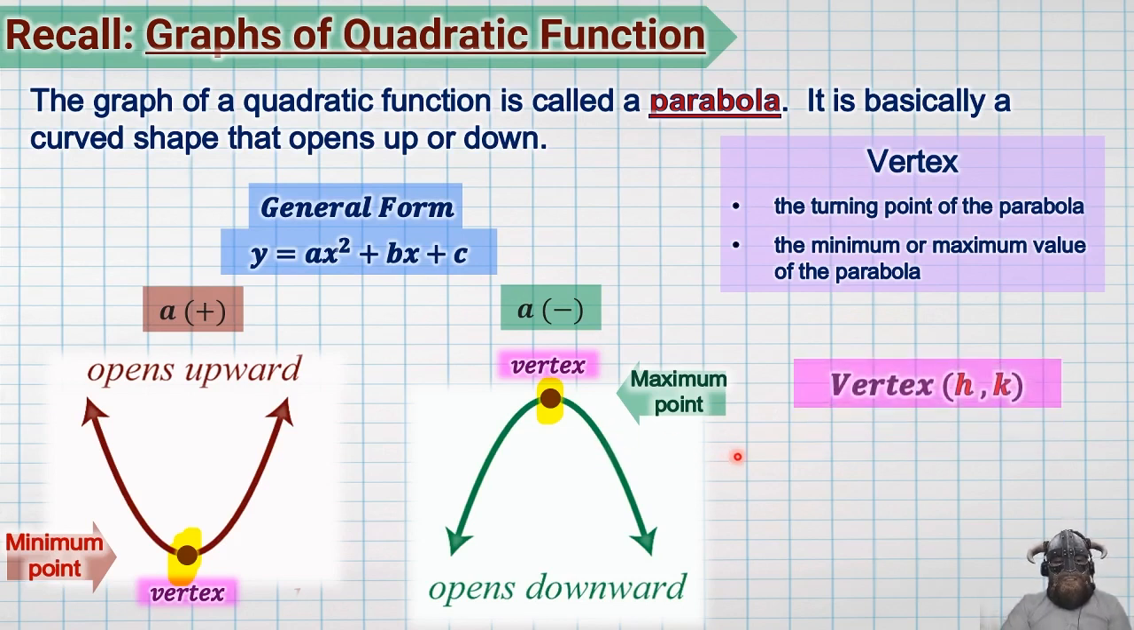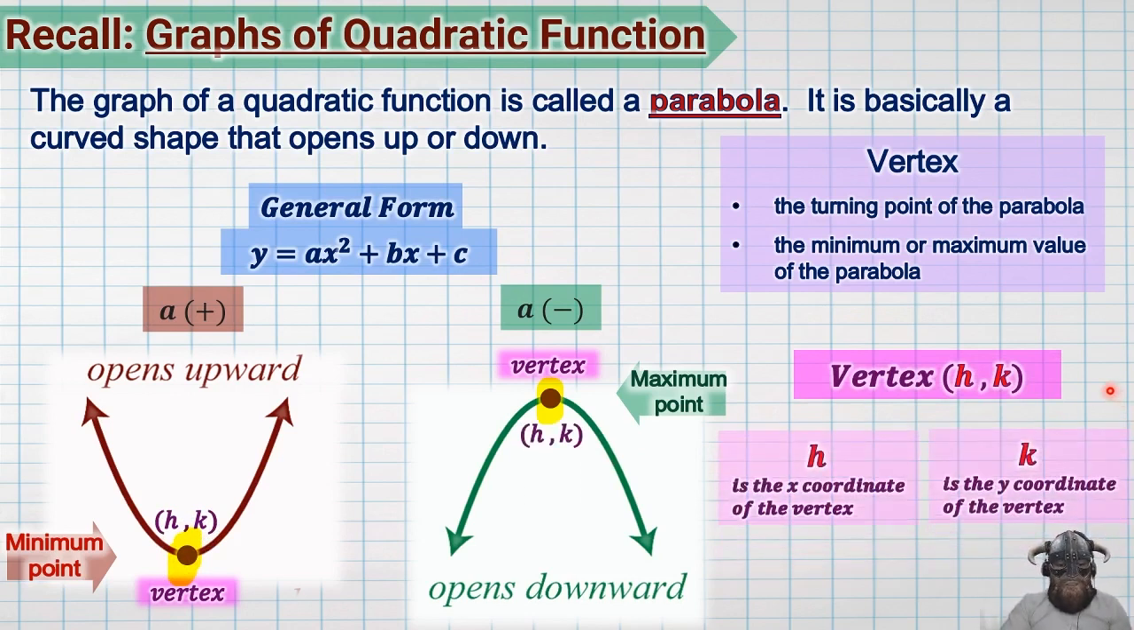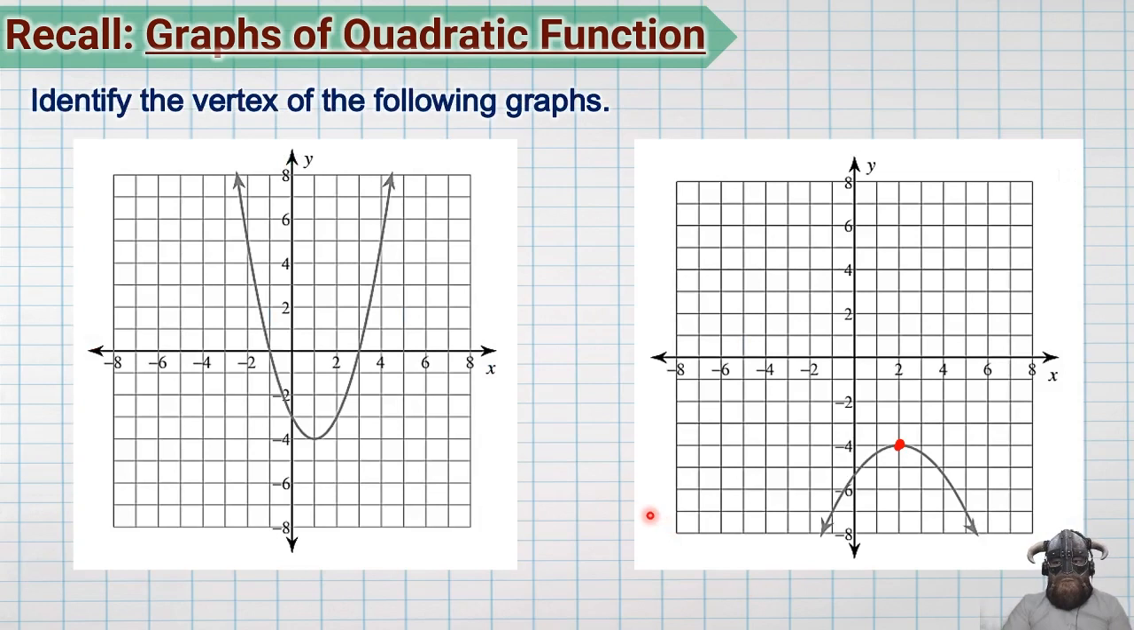So this vertex is having the coordinate (h, k), wherein h is the x-coordinate of the vertex, so yan yung x value. And then yung k naman natin is the y-coordinate of the vertex. So let's try to recall this by identifying the vertex of these two following graphs.